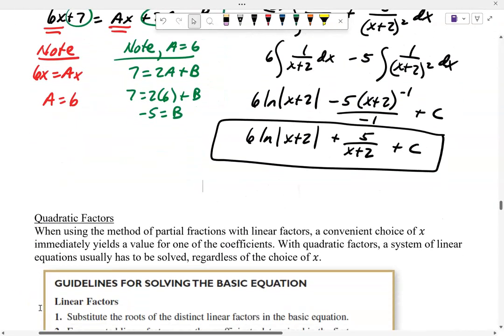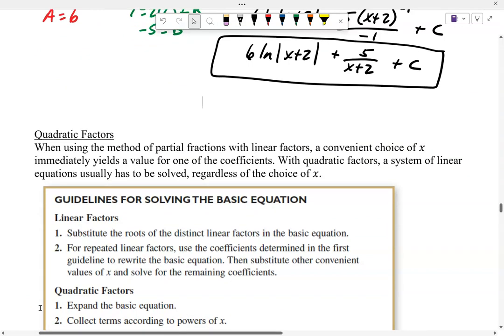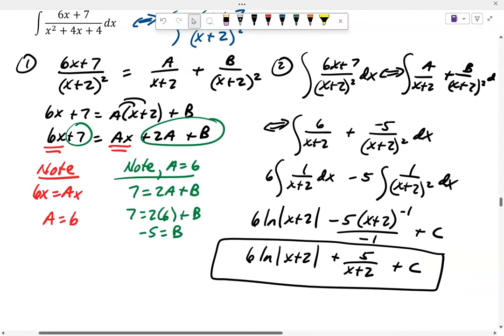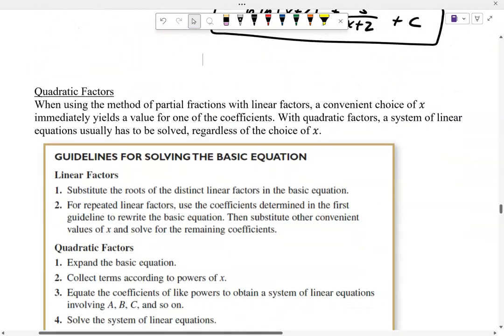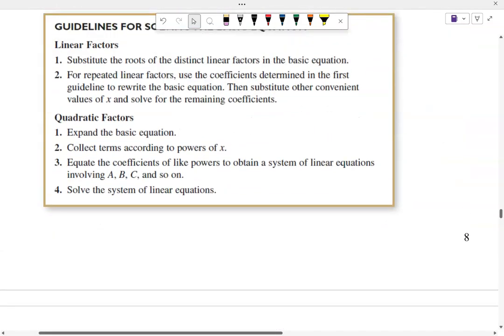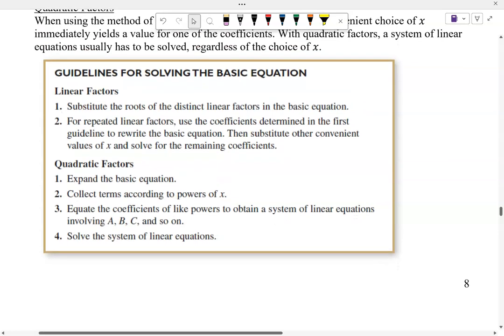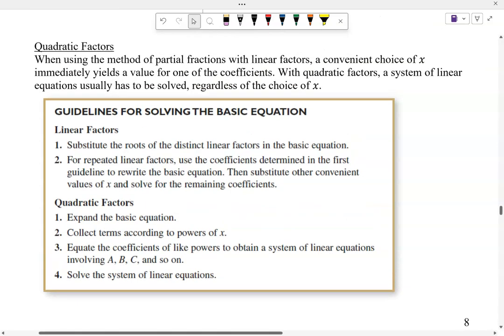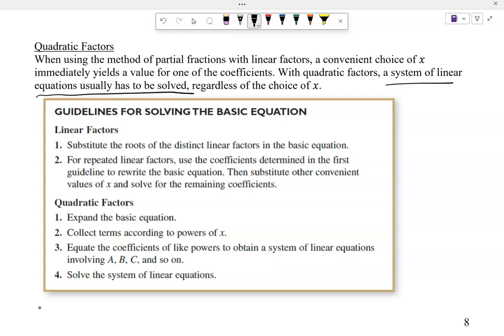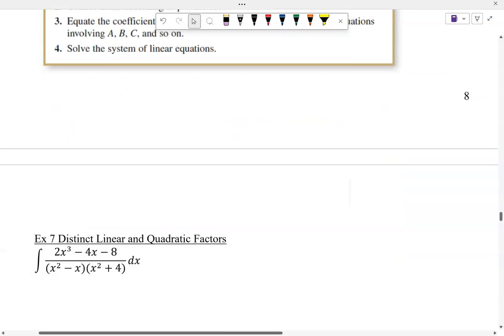So before we get into quadratic factors, up to this point we've done linear factors, right? If we have distinct linear factors, we just set it up as A over the first one plus B over the next one, and so on, right? If it was repeated, we did it like this one, right? A over the factor plus B over it squared, and so on. Now with quadratics, and then of course we used convenient values of x, right, to solve it. There's really no other way than to use systems of equations. Okay, so we're going to have to do systems of equations when we have quadratics.